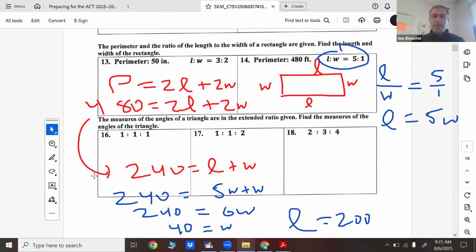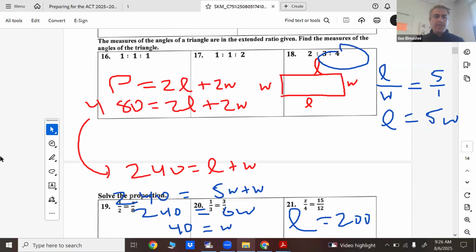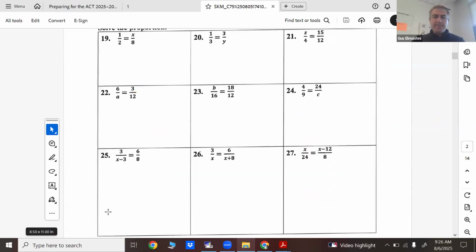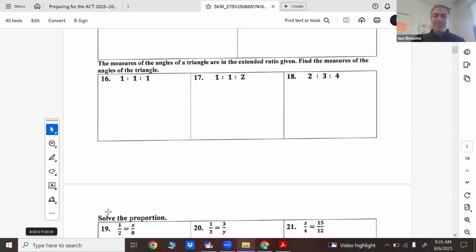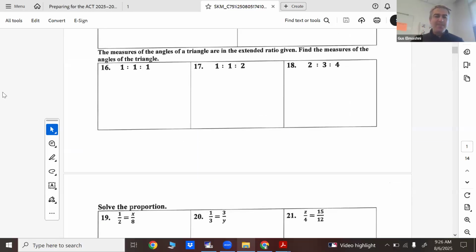All right, all's good. Now let's move on to 16 and 18. There's a lot going on here. This might be a little too ambitious, these notes. The measures of the angles are in an extended ratio given. Find the measure of the angles of a triangle. I like this. This is a good one.